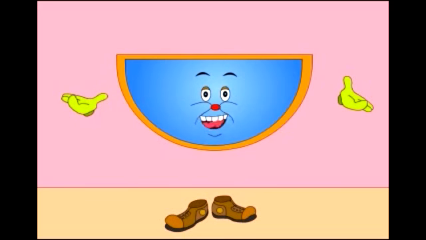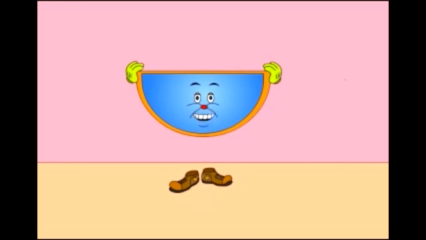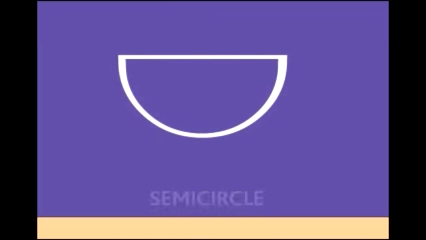Got that? When you have an object like a semicircle placed on the ground, it will not fall but keep rocking. See? A semicircle is a two-dimensional geometric shape that forms half of a circle. The arc of a semicircle always measures 180 degrees.